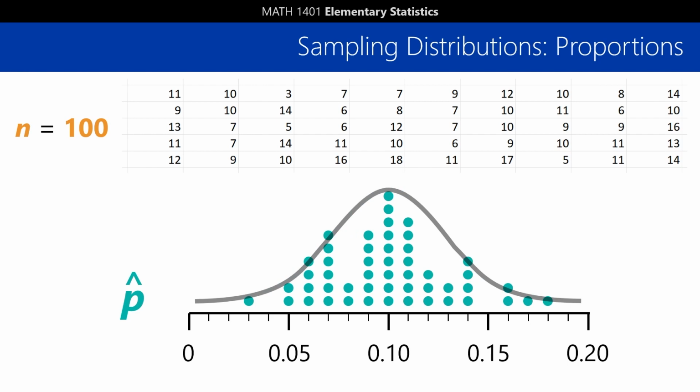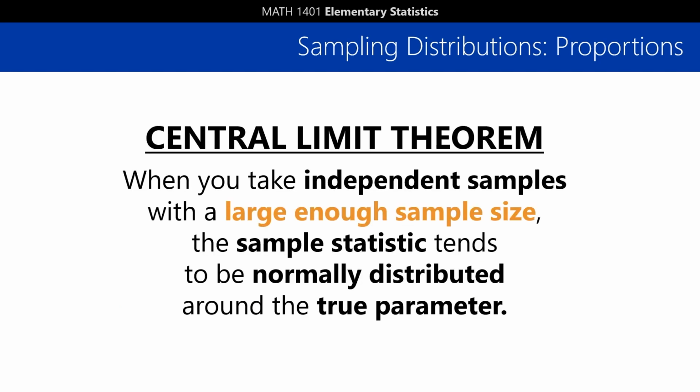And you'd be right. In fact, this resemblance to the normal distribution is an example of what we call the central limit theorem, which essentially says that if you take independent samples with a large enough sample size, the sample statistic tends to be normally distributed around the true parameter we're interested in. In this case, our true parameter is the real proportion of people that are left-handed.